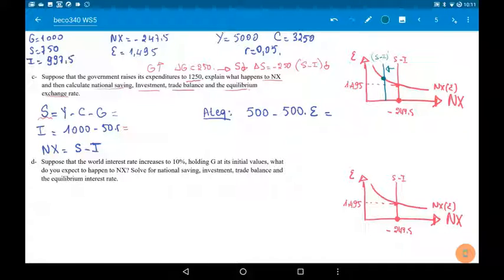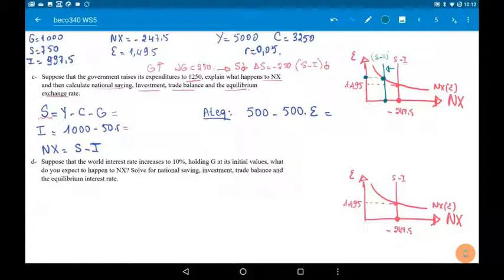The equilibrium exchange rate will increase in this case, and the deficit in the trade balance will be deepened, will also increase in negative value.